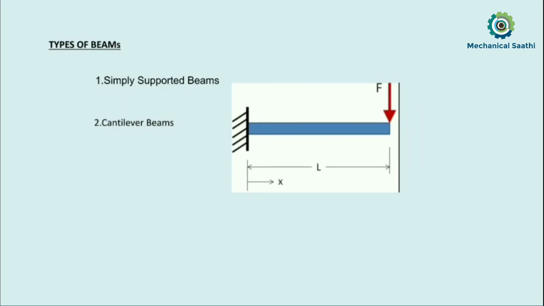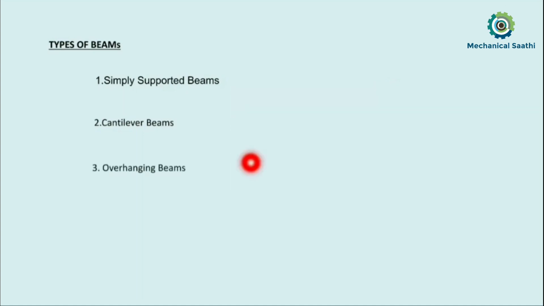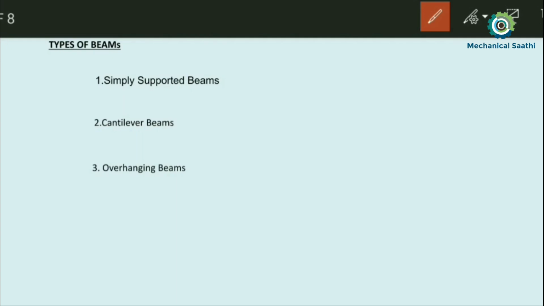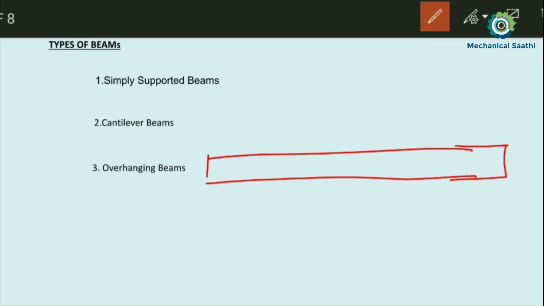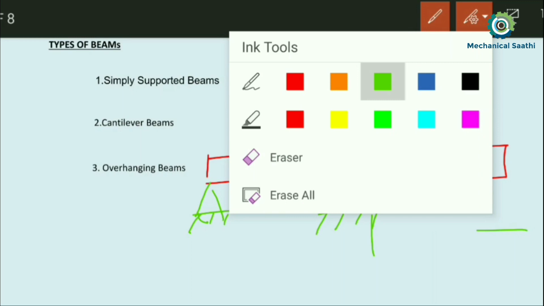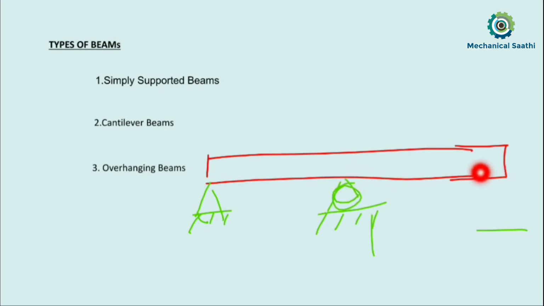Okay, so let us move to the next type of beam, that is the overhanging beam. Let this be our beam, and we are providing the supports. Let there be a hinge support, and let there be a roller support. So I can do it like this also. This is the roller support, and from here to here there are no supports. So this type of beam can be called the overhanging beam.